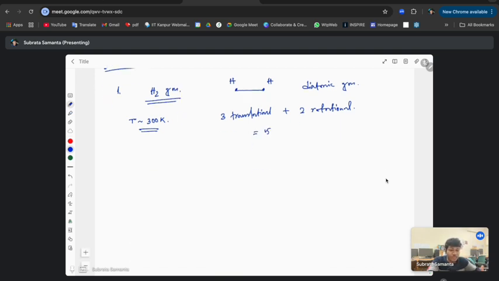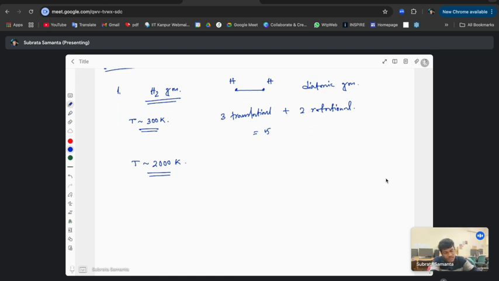But if you increase the temperature, after a certain point, let's say T around 2000 Kelvin, almost 10 times higher, then the H2 molecules start to vibrate. So we have to consider the vibrational degrees of freedom as well.